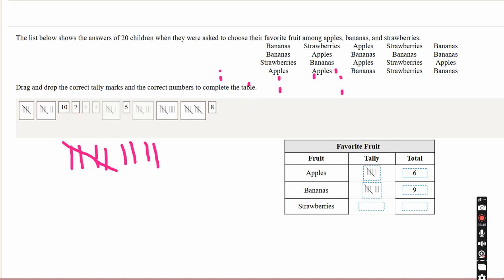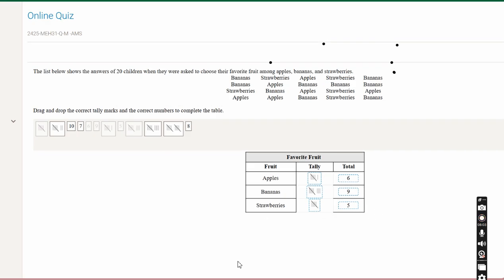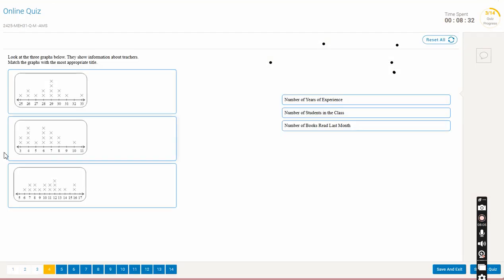Then strawberries. Let's count strawberries. So how many strawberries there are? Let's count. 1, 2, 3, 4, and 5. There are 5 strawberries. Now you can also write the total here as 5 and 5 as just this. This is a complete set of 5. Let's go to the next one.